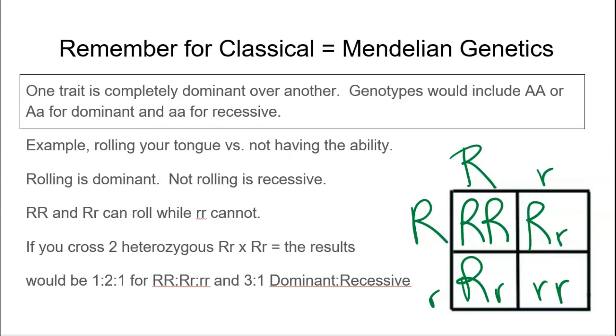A super quick review. Remember, for classical Mendelian genetics, you always have something dominant over something else that is recessive. For example, in this case, can you roll your tongue or not? There is no in between. So you could be hybrid for the trait and your partner could be hybrid, and you would end up with a 1 to 2 to 1 ratio for homozygous dominant, heterozygous dominant, and only one would be purely recessive. This is the 1 to 2 to 1, 3 to 1 dominant to recessive ratio.